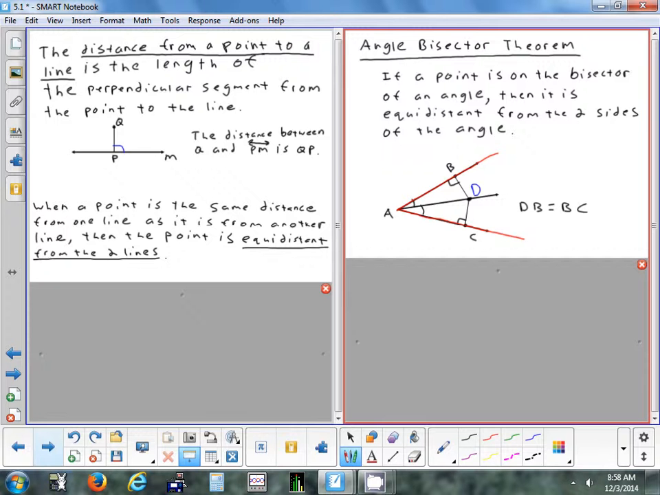Anybody have a thought what kind of triangles you have here? They are right triangles, but they're also going to be something else. Anyone notice? Isosceles? Not necessarily isosceles. They're definitely right, so they can't be acute. They could be scalene.